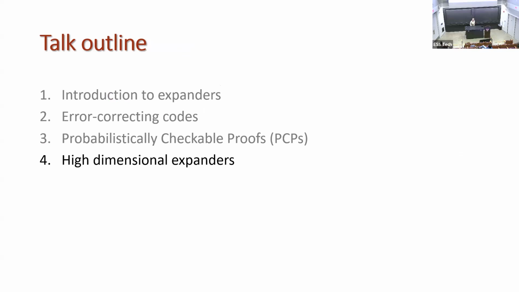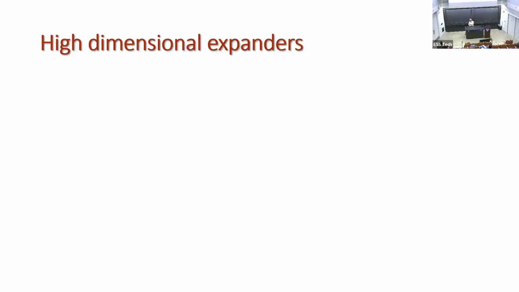OK, so as I said in the beginning, the first two topics that I talked about, error-correcting codes and probabilistically checkable proofs, the results that I described are quite mature by now, let's say. Let's not say old. But this is a newer area, high-dimensional expanders. It's basically a new kind of expanders. And it's very intriguing, and I want to tell you a little bit about it. Again, it's quite technical, so we're trying to just give a little bit of feel.